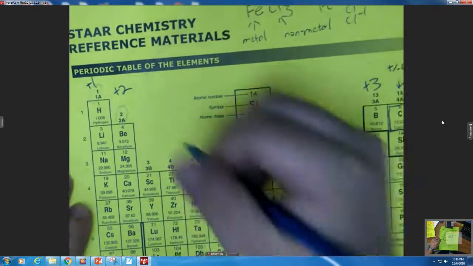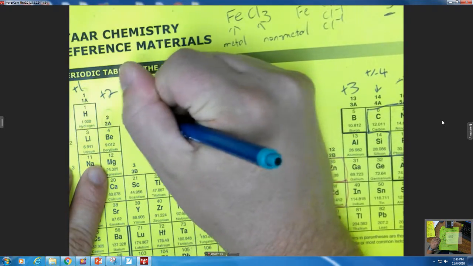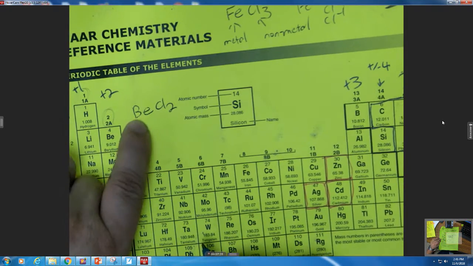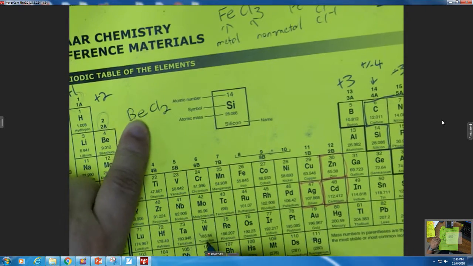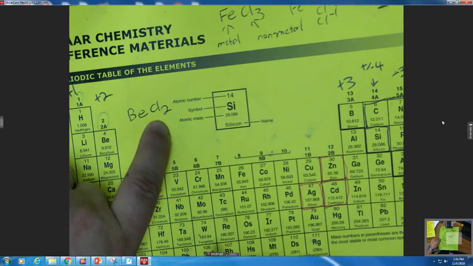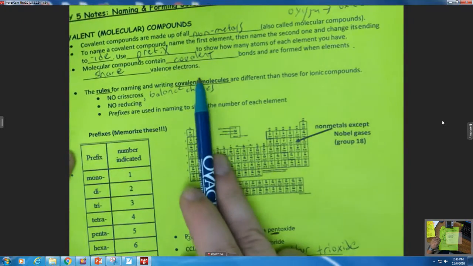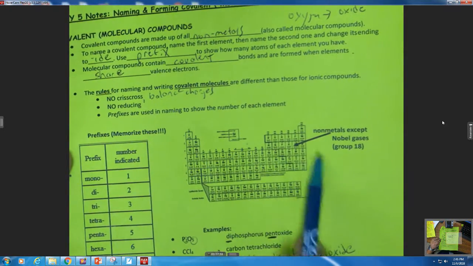So it's not like you would name, for example, let's say BeCl2. All right, you would not call this beryllium dichloride because this is an ionic compound. You do not use prefixes, so this would still just be called beryllium chloride. All right, you only use this list of prefixes here with covalent molecules, which are only made up of elements on this side of the periodic table.